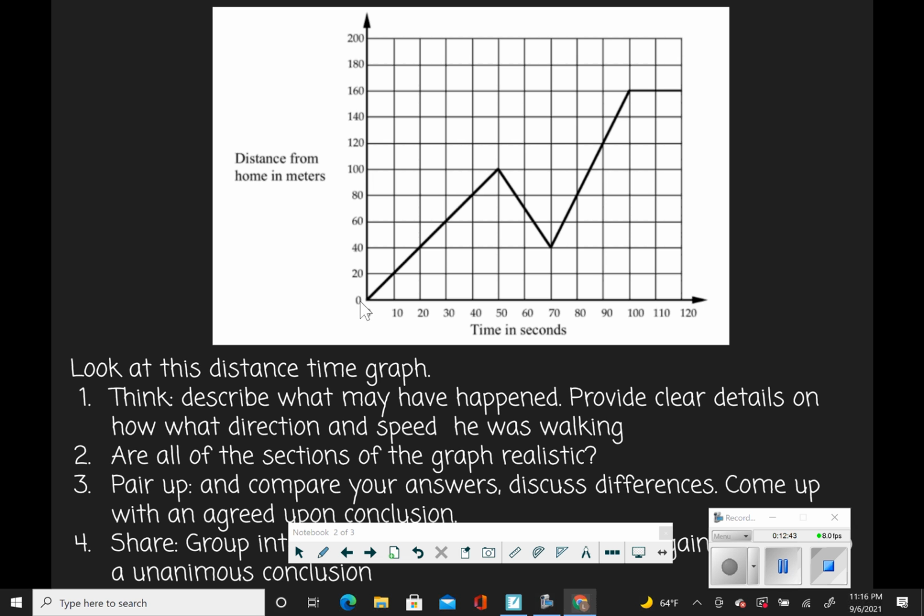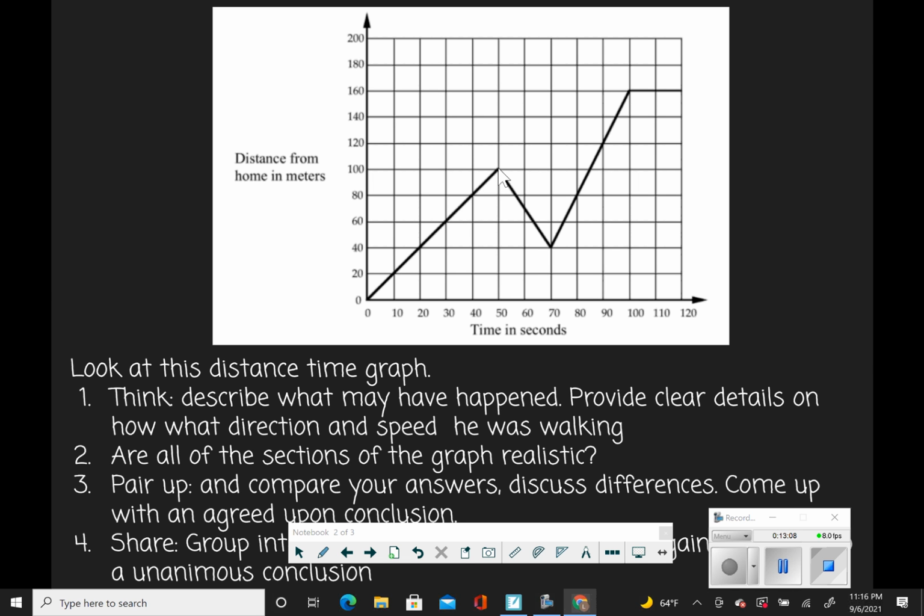So the first question is, where does he start? Does he start away from home or from home? So he is at home. Is he moving away from home or is he moving towards home? It's going upward, so he's moving away from home. Is this line straight or is it curvy? It's straight, so his speed is consistent.